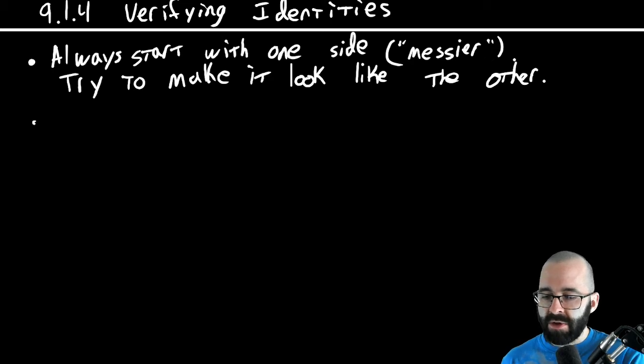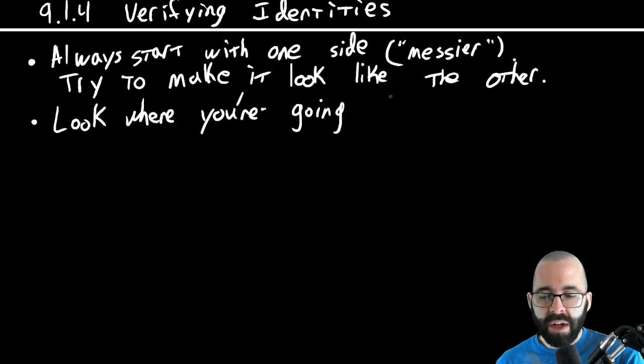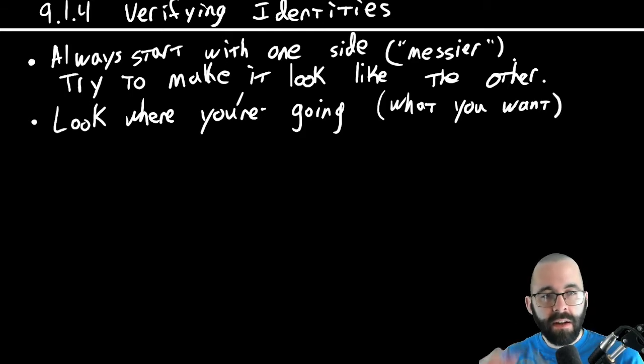So kind of like driving, look where you're going, okay? Look at what you want. If the right-hand side has a bunch of cosines in it, maybe you want to make the left-hand side have more cosines. You can use the Pythagorean identity to turn sine squareds into cosine squareds and stuff like that.